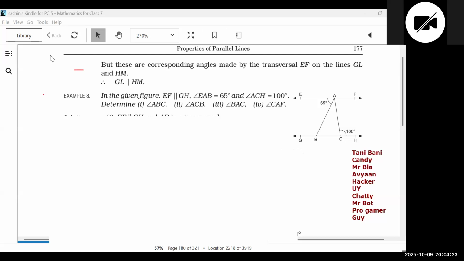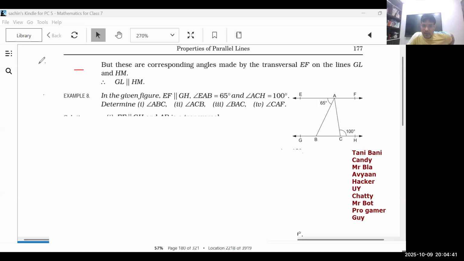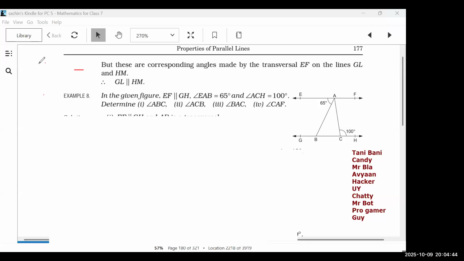Guys, it will be more convenient if you draw this figure in your notebook, you will understand better. Instead of seeing from the screen, you can draw this in your notebook. Don't be lazy, Candy and Chetty. Just draw it. Mr. Ba. Then Aisha, today you have not sent even one answer to me.